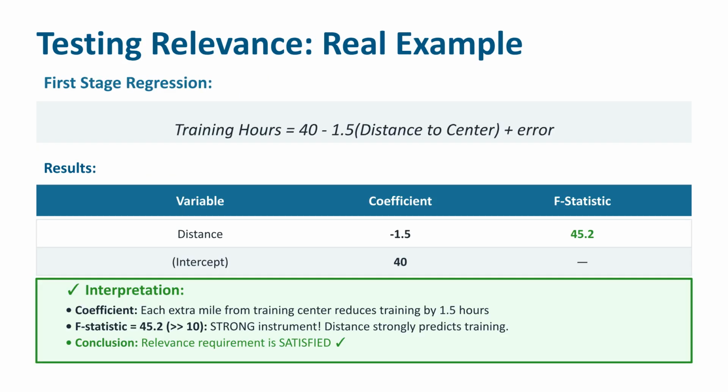Let's test relevance with our example. The first stage regression shows that each extra mile from the center reduces training by 1.5 hours. With an F statistic of 45.2, which is much greater than 10, the relevance requirement is strongly satisfied. Distance is a strong predictor of training hours.